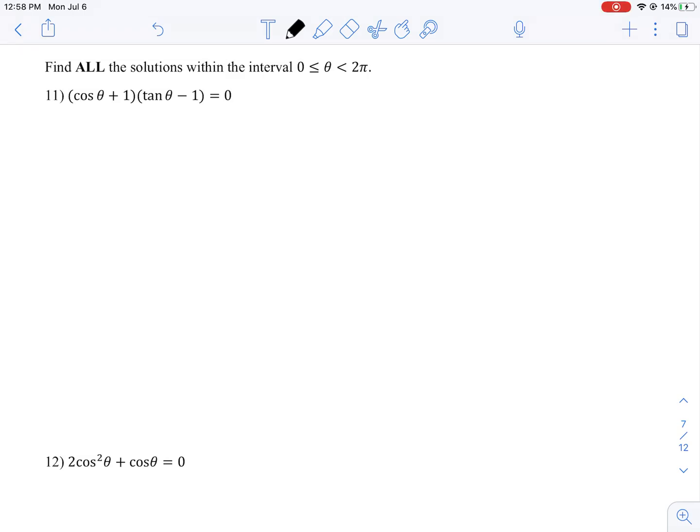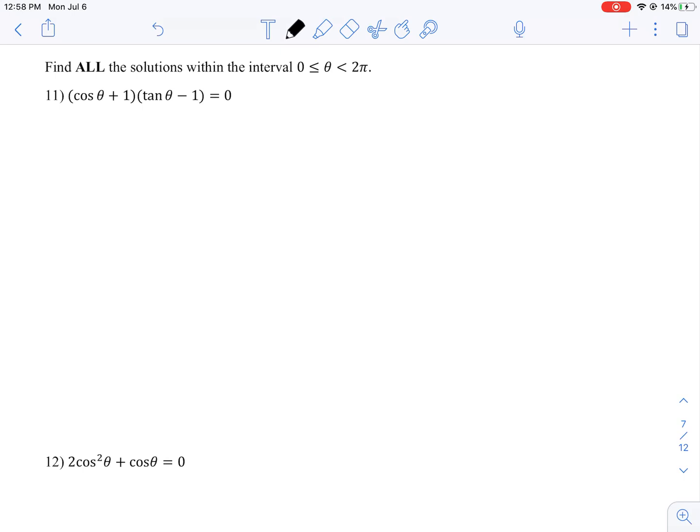Hello class, in this video I'll be showing you how to solve a trigonometric equation that's in factored form or requires factoring to solve. Let's begin. So we want to find all solutions within the interval 0 to 2 pi of the quantity cosine theta plus 1 times the quantity tangent theta minus 1 is equal to 0.